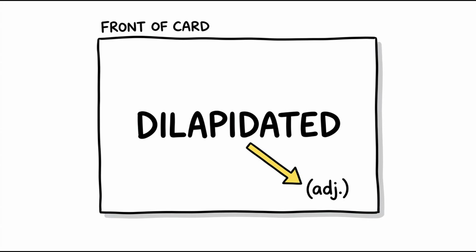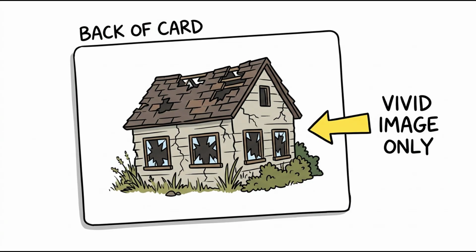Underneath the word, you can optionally add a tiny clue about its part of speech, something like adjective. Second, the back of the card holds the core reality. When you flip the card over, resist the urge to write a dictionary definition or a translation. Instead, paste a highly specific, vivid photograph.